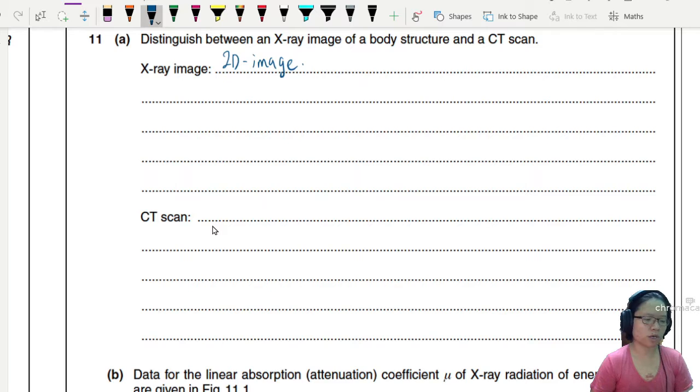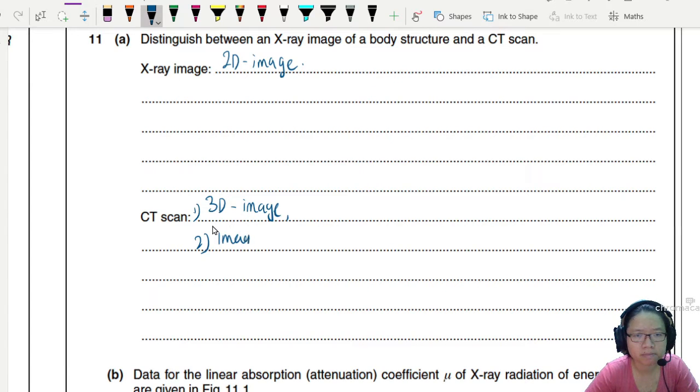2-dimensional image. Okay, whereas for CT, this is a 3D image. And not only a 3D image, number one. Number two, it can be rotated. So the image is a 3D image that can be rotated and viewed at different angles. Very nice.